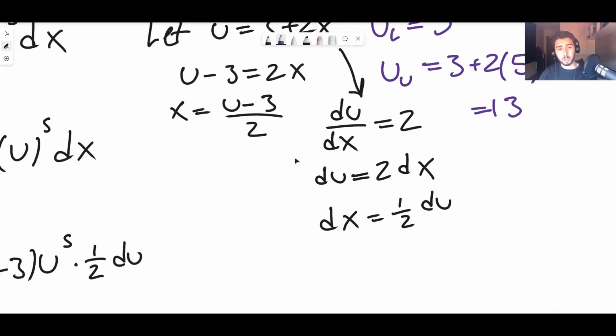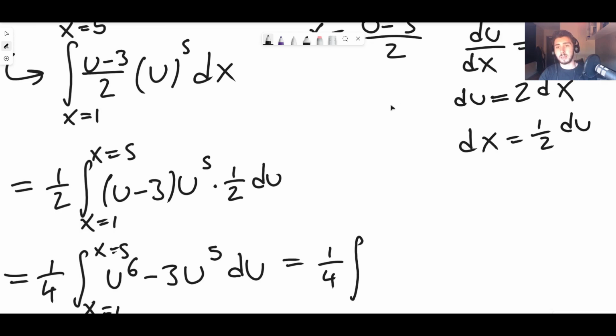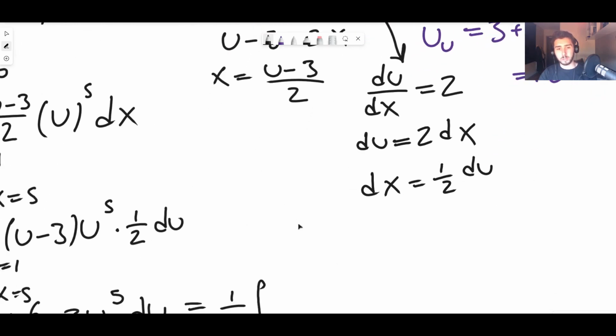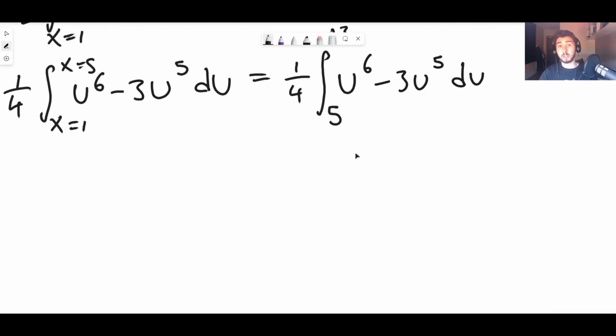So all you do is you go back to your original integral here, or the one at least that you're working on, and you rewrite this exactly the same, but your limits are now in terms of u. And so our limits, again, were 5 and 13. So instead of between 1 and 5, it's between 5 and 13. U to the 6 minus 3u to the power of 5 du. Lovely. And then you just do the integration. You just integrate it like you normally would.